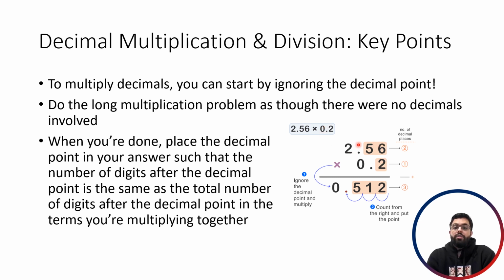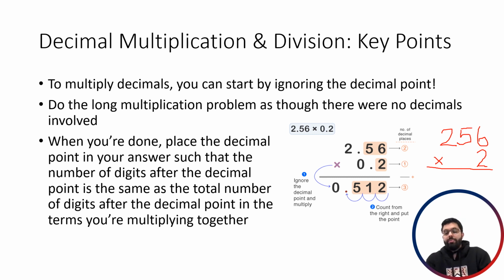So you write it out as 2.56 times 0.2, but what you're going to do in your calculation is essentially 256 times 2. And then, after you go through this multiplication problem, you're going to go back in and write in the decimal points. Now, one thing to help you along the way when you're doing decimal multiplication is, when you write out your problem, write in the decimal points, because otherwise it's really easy to forget afterwards.